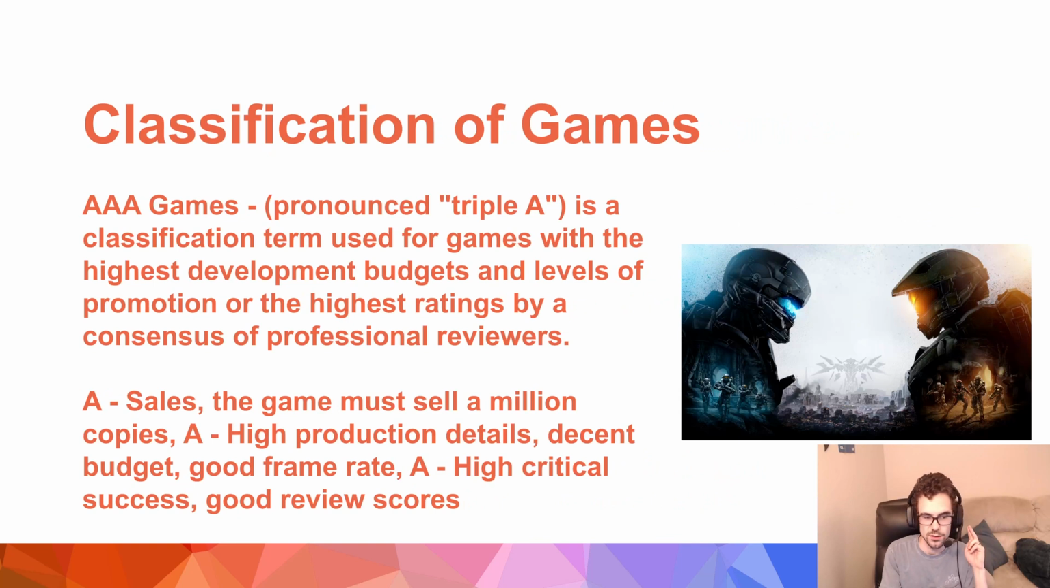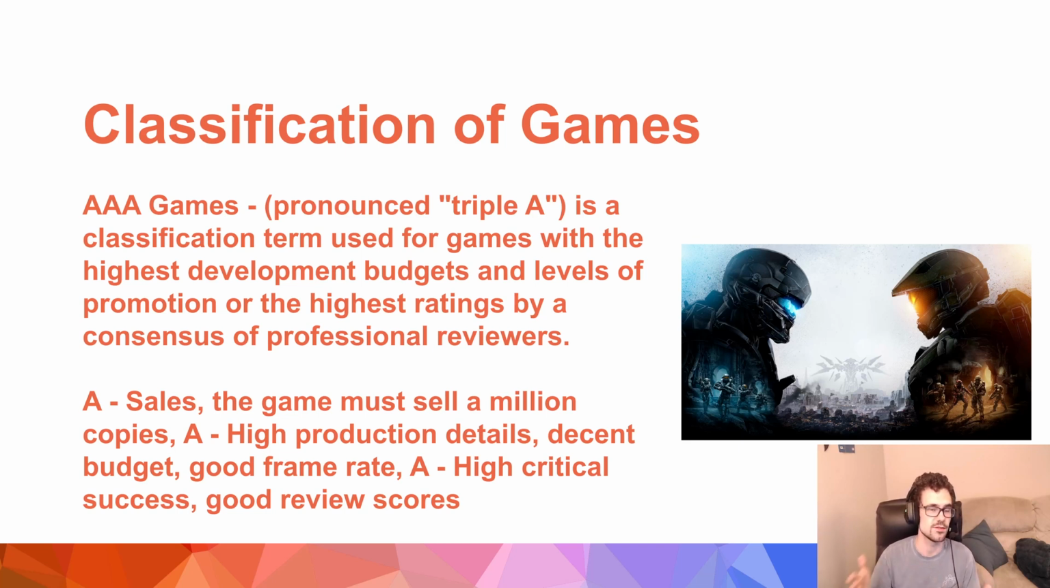Then there are two classifications of games, main ones anyway. The first is a AAA game. It's pronounced AAA, literally like that. It's a classification term used for games with the highest development budgets and levels of promotion, or the highest ratings by consensus of professional reviewers.